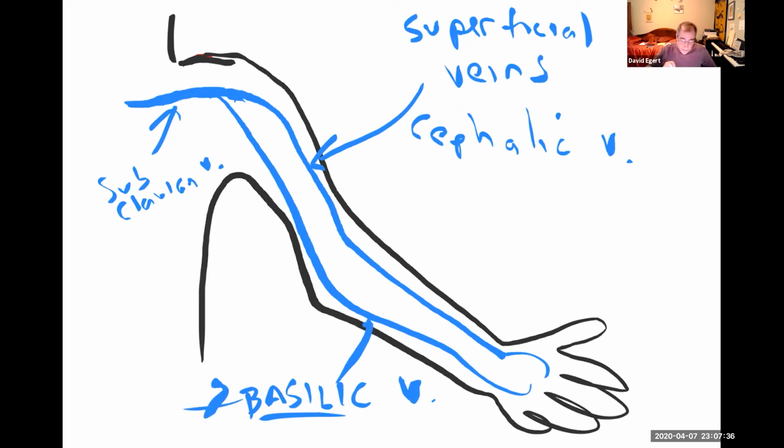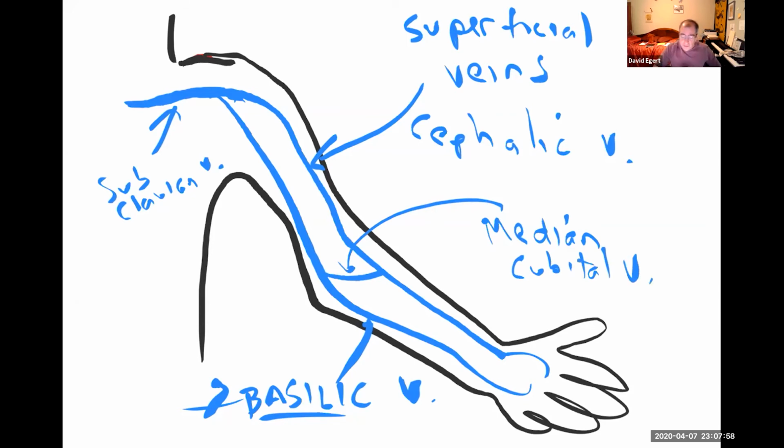There is a connector that goes between them in your antecubital area, like in front of your elbow here. This is called the median cubital vein. This one you do need to know about as you go forward because that's the main one they stick a needle in to draw blood for a blood draw.